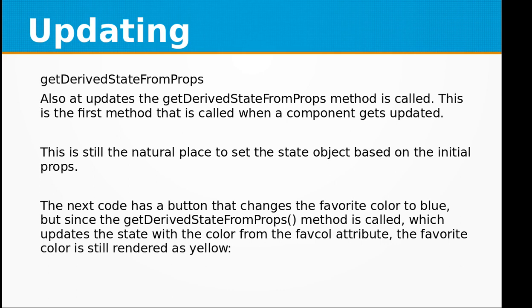Let's look at getDerivedStateFromProps. Also at updates, the getDerivedStateFromProps method is called. This is the first method that is called when a component gets updated. This is still the natural place to set the state object based on the initial props. The next code has a button that changes the favorite color to blue, but since the getDerivedStateFromProps method is called, which updates the state with the color from the favcol attribute, the favorite color is still rendered as yellow.